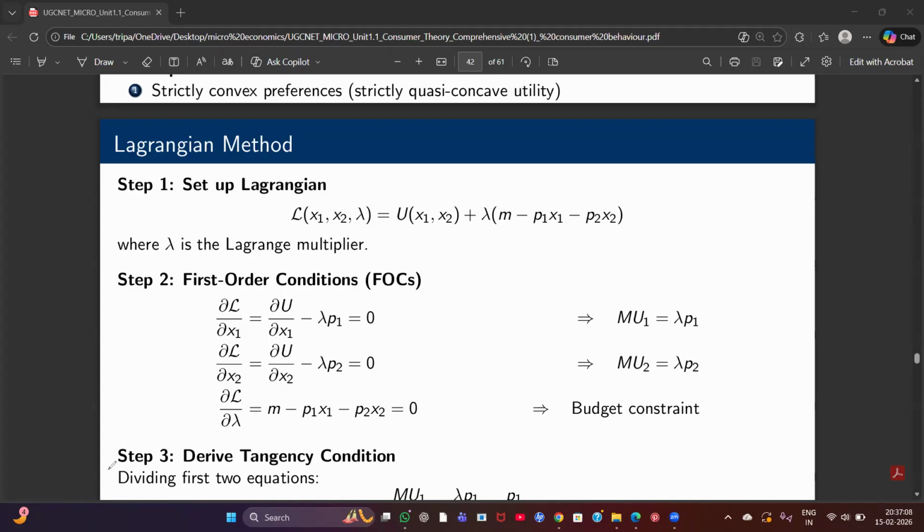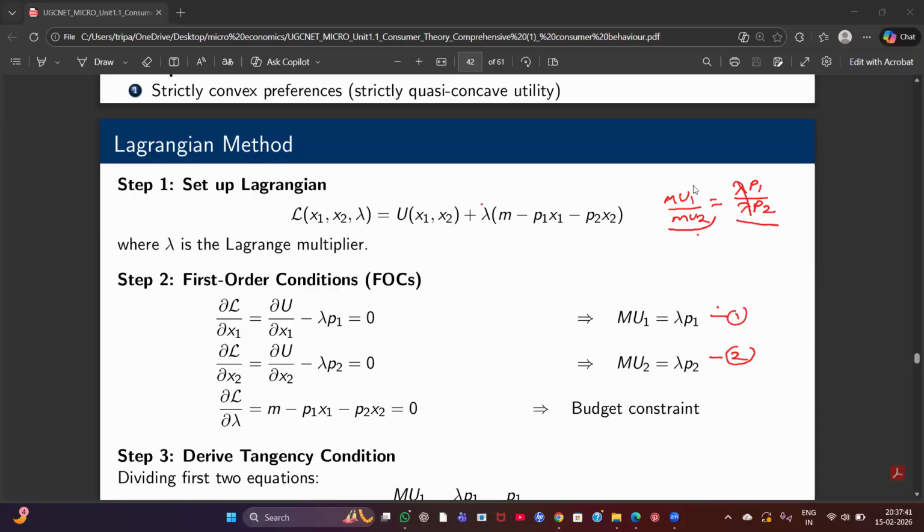Clear. So now what will I do from these equations? Let me write this as equation number 1 and this as equation number 2. Just divide equation 1 by equation 2. What will I get? I will get mu1 by mu2 is equal to lambda p1 by lambda p2. This lambda cancels out. Ultimately, I will get mu1 by mu2 is equal to p1 by p2.